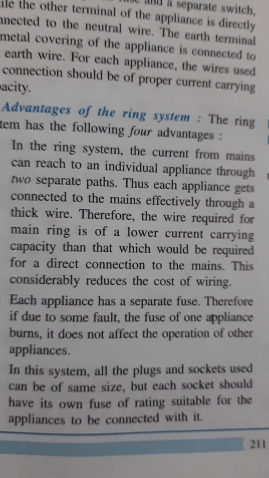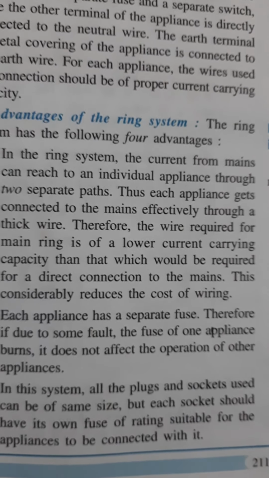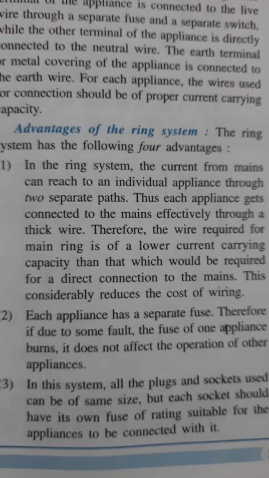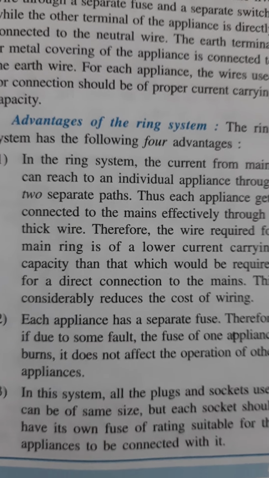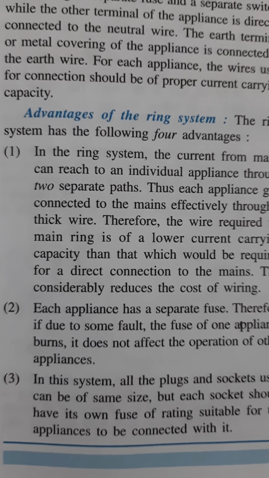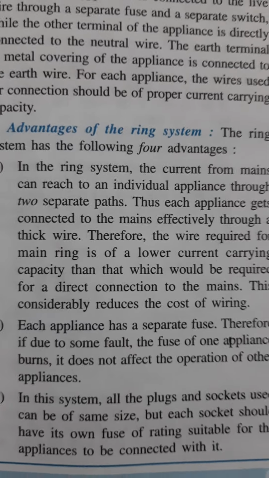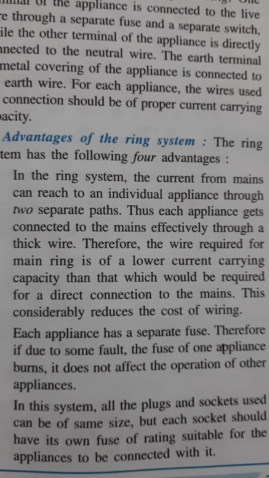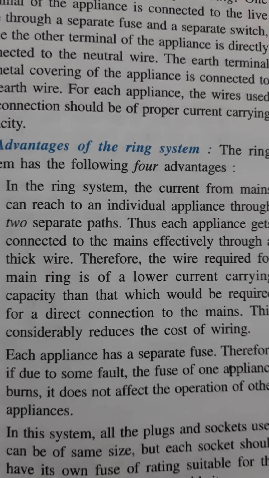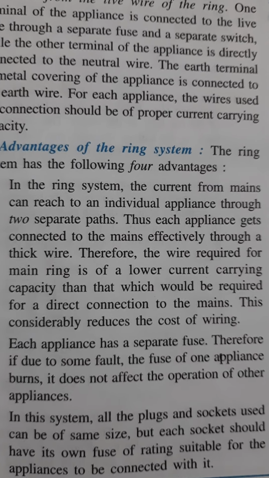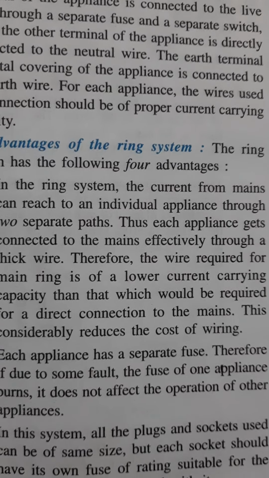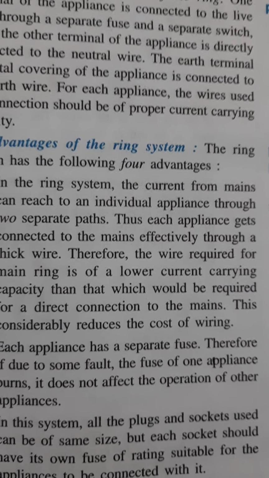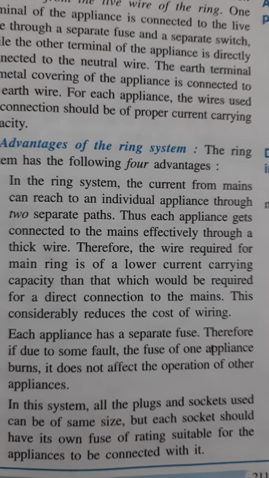If in your house the wiring is an older one, you have seen that the socket used for a heater or geyser is the bigger one, whereas the 3-pin plug you use for your mobile is the smaller one. Size will be different according to the current capacity. For heavy appliances we use the bigger socket, whereas for low current capacity we use the smaller one. But in the ring system it's not like this. Each and every appliance will use the same size socket.